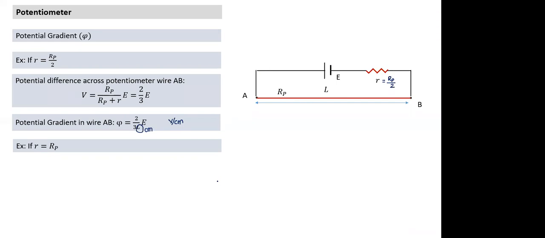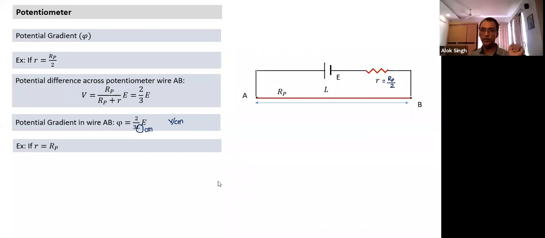Sir, why are we concerned about potential gradient, sir? See, why are we concerned? First thing, let's understand why. Only thing is, once we have the potential gradient, if I know the value of phi, and the distance between 2 points is known, I know the potential difference. I don't have to use a voltmeter. I know in advance what the potential difference is.